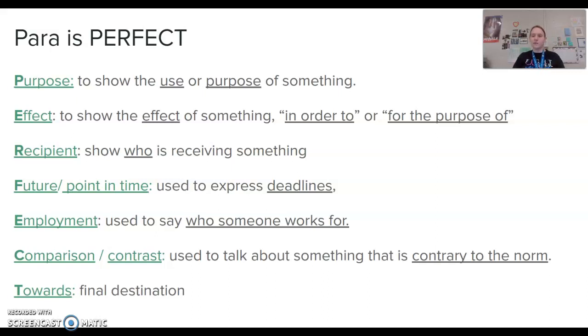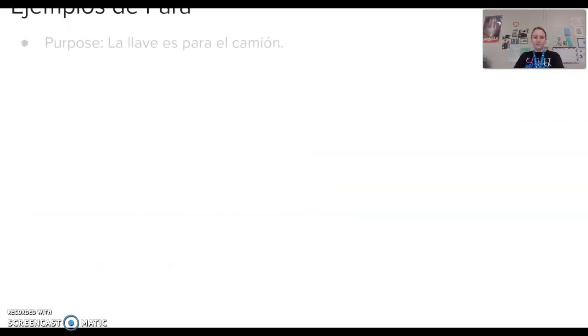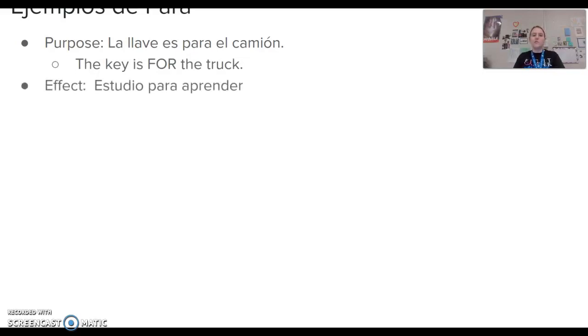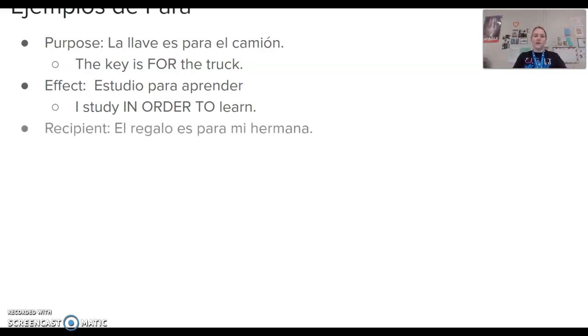Para is perfect. So let's look at some examples of para. Okay? So purpose. La llave es para el camión. The key is for the truck. What is its purpose? It's for the truck. Okay, effect. Estudio para aprender. I study in order to learn. Why am I doing this? What is the effect of my studying? Learning. Or para sacar buenas notas. I study in order to get good grades.